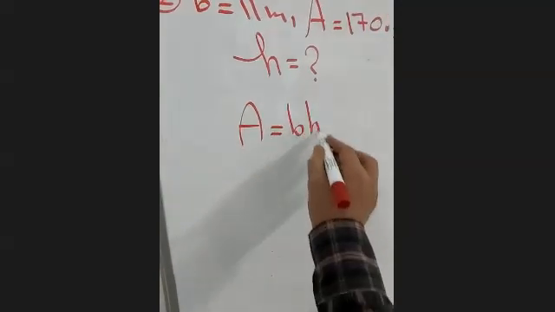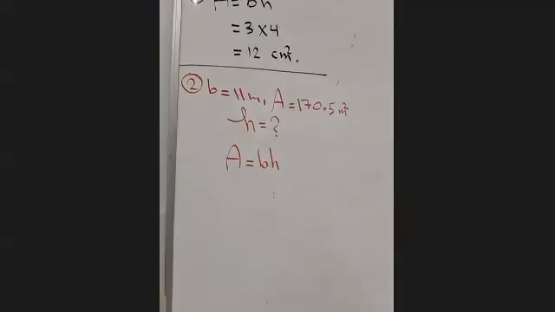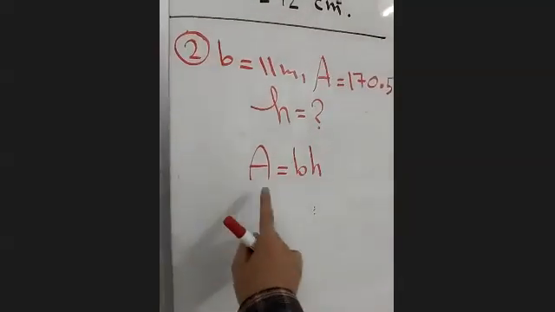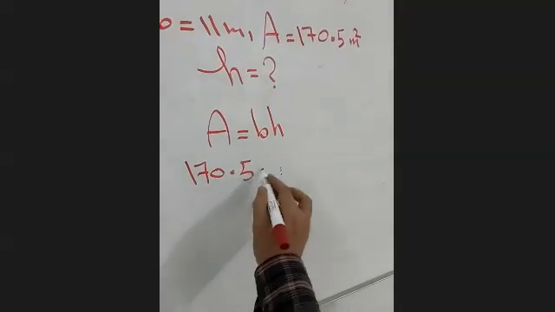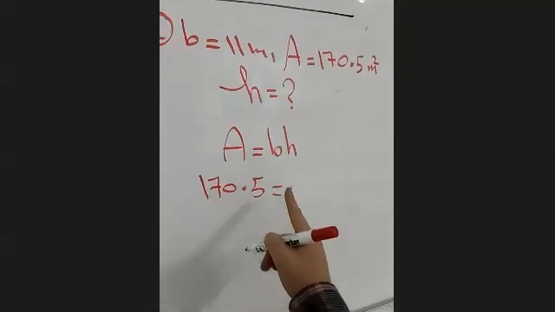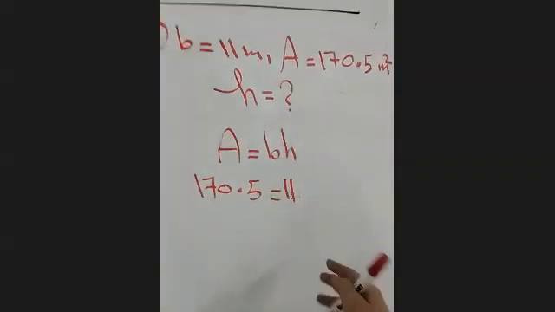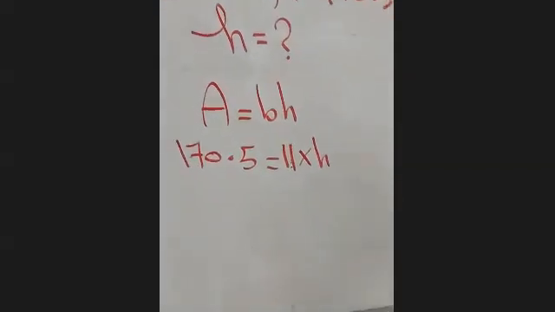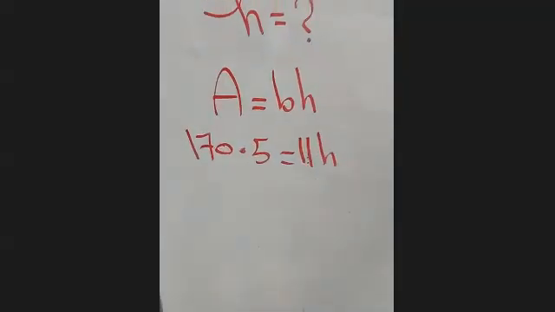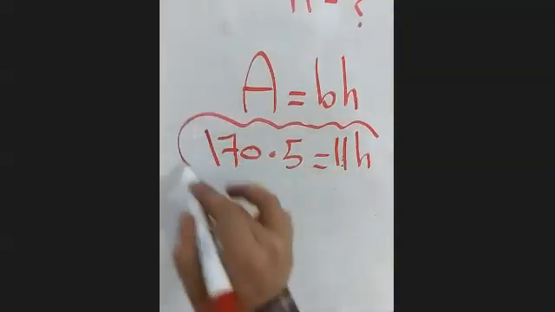A equal BH. Now let's apply, let's substitute, let's replace. How much is A? A is 170.5. We put it in place of A. How much is B? B is 11 meters, then we will put height only. 11, and the height comes down. It is multiply H, right? But in the multiplication with variable, we don't put the sign. So it is 11H.